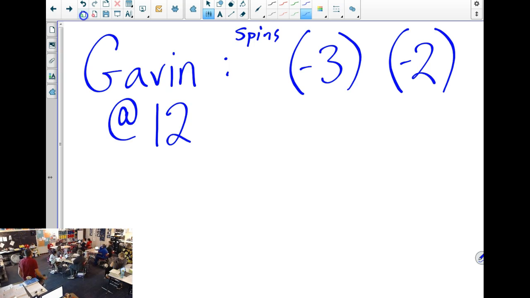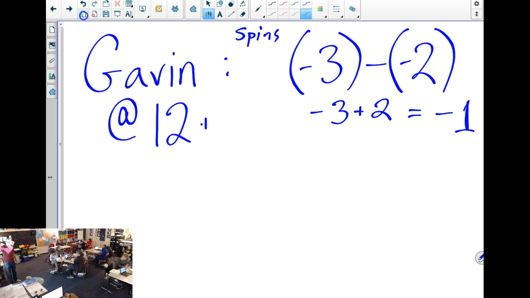Natalie, can Gavin win? How can Gavin win? If we do -3 minus -2, that's actually -3 plus 2. This gives me a -1, and 12, when impacted by the -1, has to go left, right, and ends up at 11. And Gavin wins.